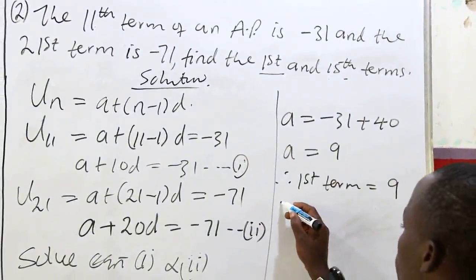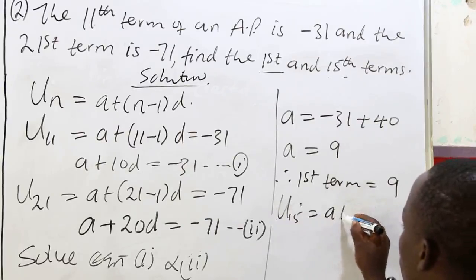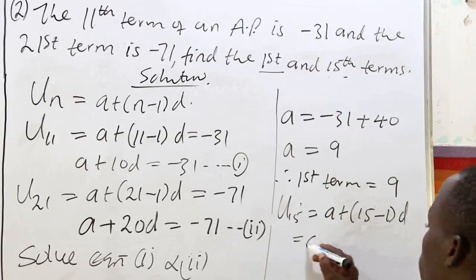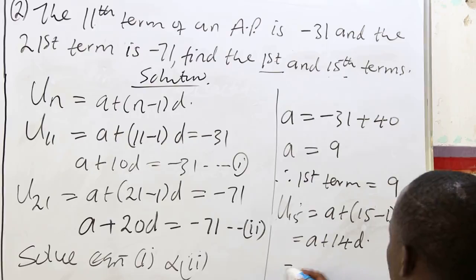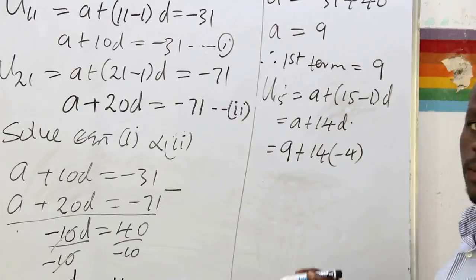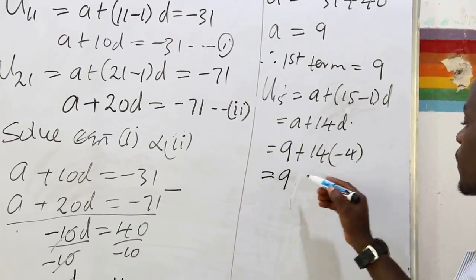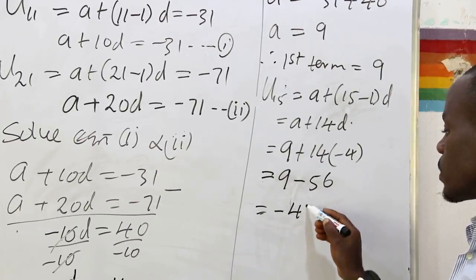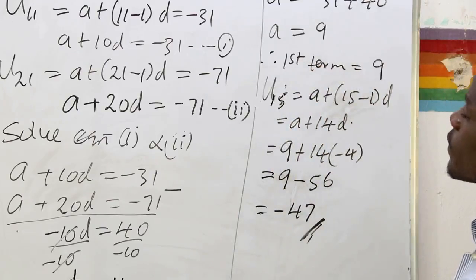Then the 15th term, let me use U15, will be a plus 15 minus 1 times d. That is our n is 15. And that will be a plus 14d. We already have a to be 9. So this will give us 9 plus 14 times d, which is minus 4. Right, so we now have to open this bracket. We have 9. Then 14 times minus 4 will give us minus 56. Then 9 minus 56 will give minus 47. And that is our 15th term. And with this, we finish answering this very question.